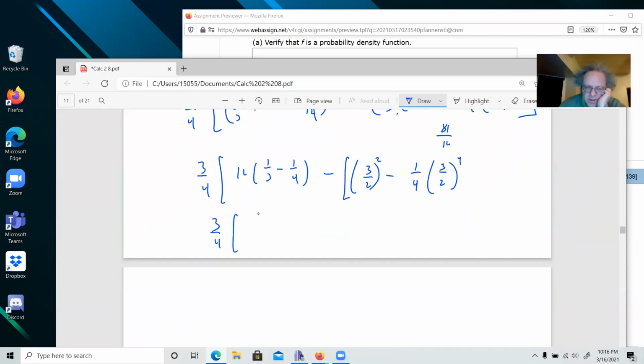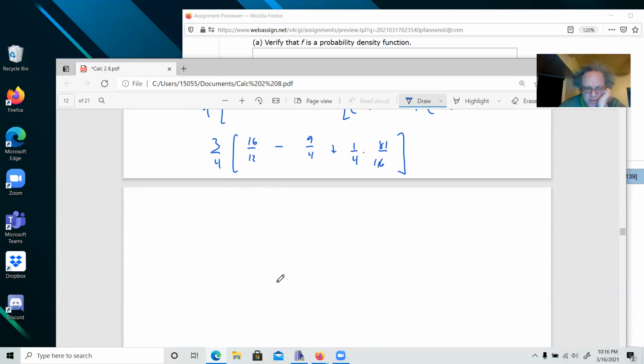3/4. This was a 12th, right? So that's 16 over 12. Minus 9/4. Plus, right? Minus a minus. So that's going to be 1/4 times 81/16, right, 2 to the 4th is 16. And we just got to sort through all this arithmetic.